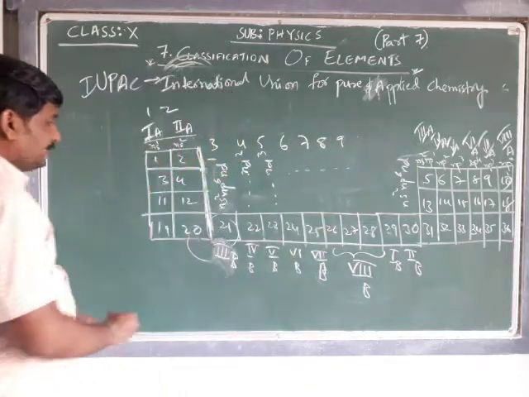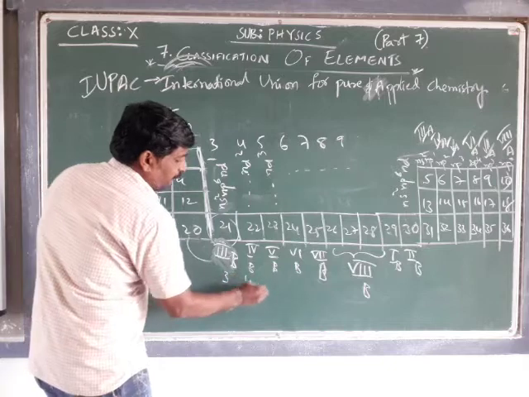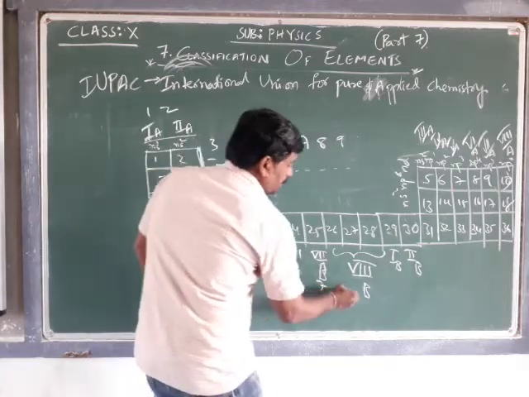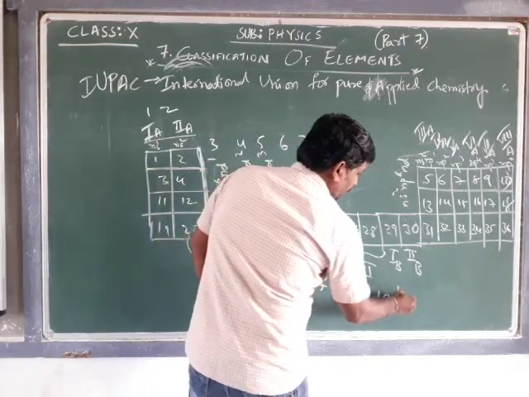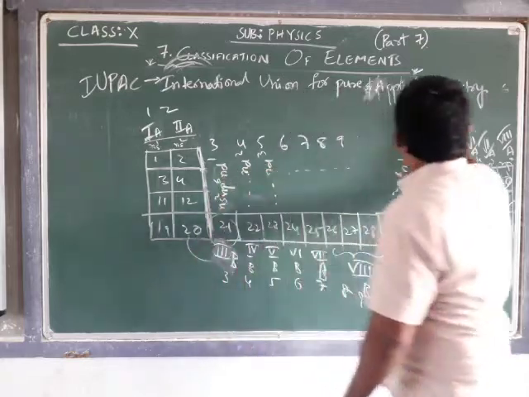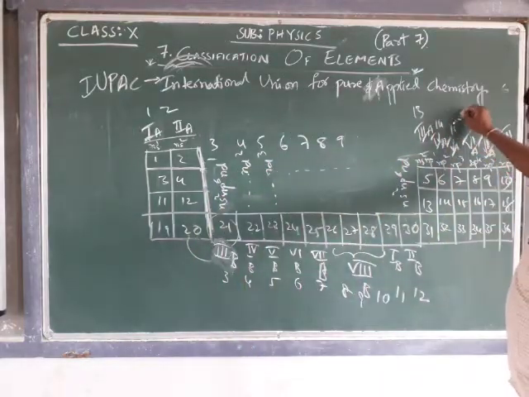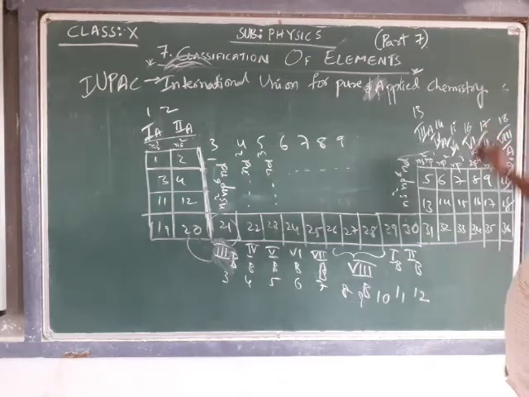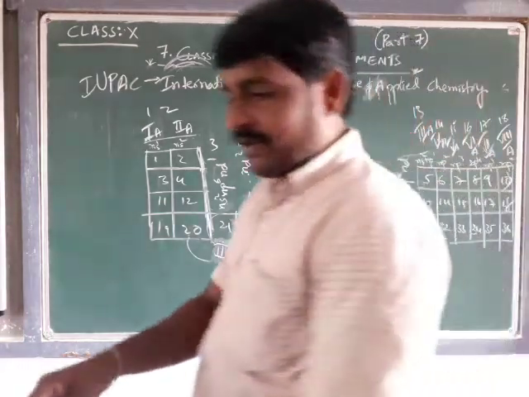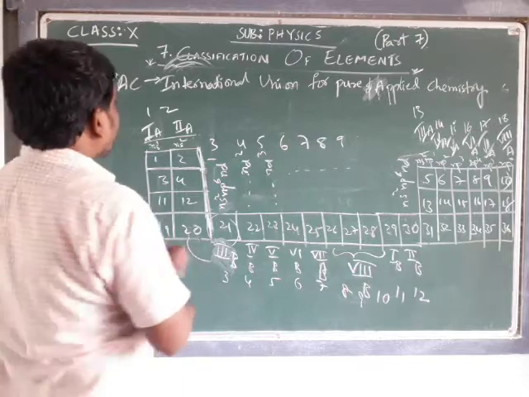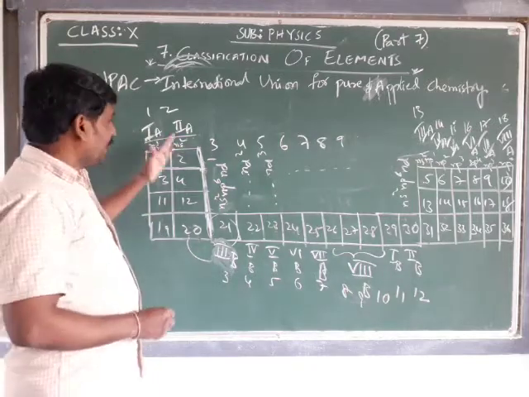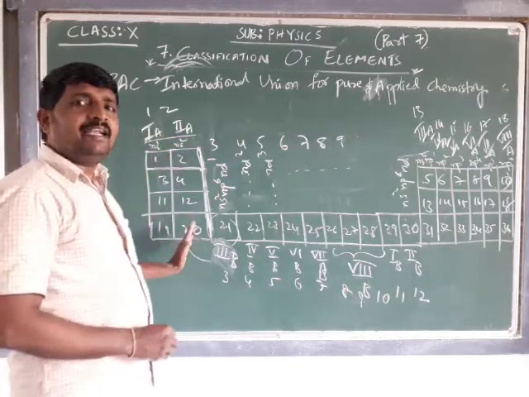Direct numbers have been given: 3, 4, 5, 6, 7, 8, 9, 10, 11, 12. This is the 13th group, 14, 15, 16, 17, 18. These 18 numbers have been given for the groups. How to identify the group? According to the configuration also we can identify.